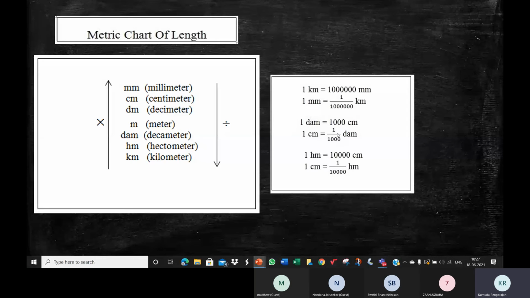So if you divide this length of 1 decameter into 1000 equal portions, 1 portion out of the 1000 portions represents 1 centimeter. That's the meaning. 1 centimeter is just 1/1000th of a decameter. If you divide the length of 1 decameter into 1000 equal parts, then 1 portion out of it is 1 centimeter.